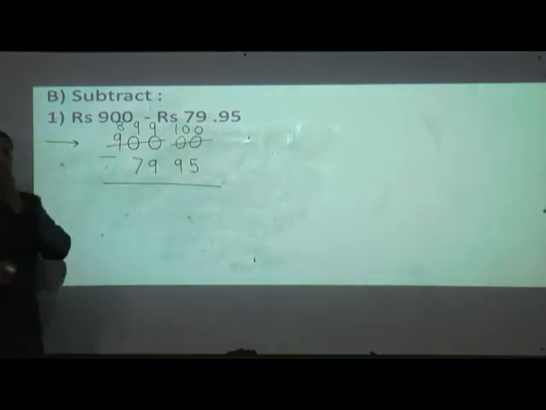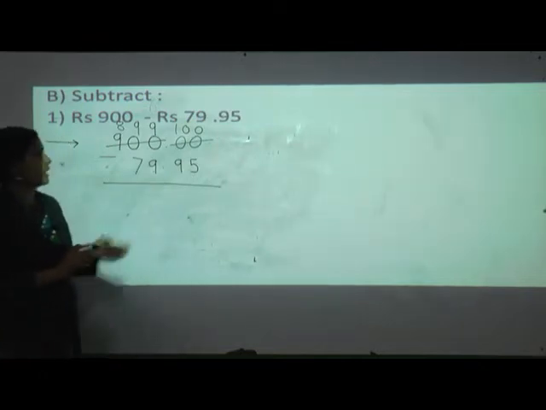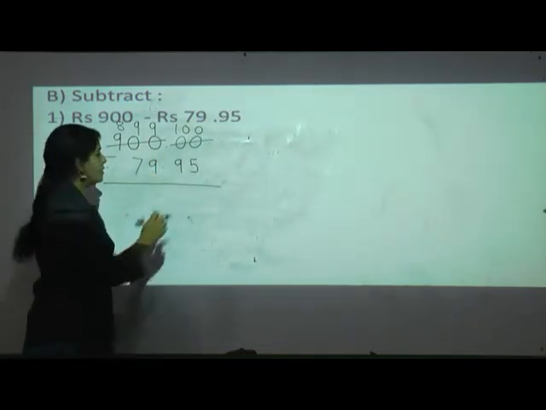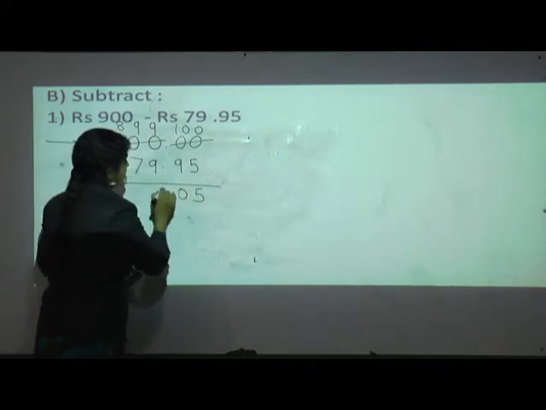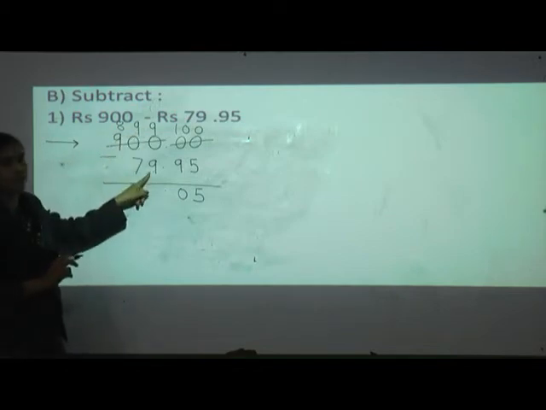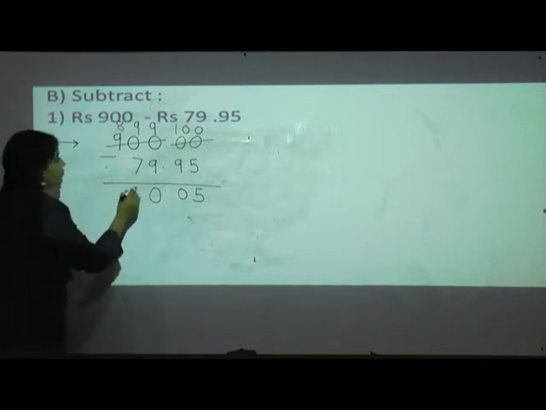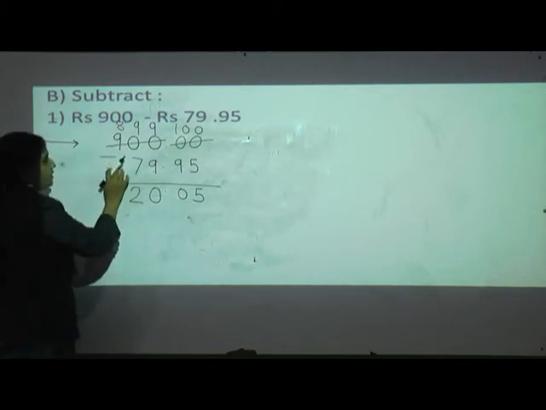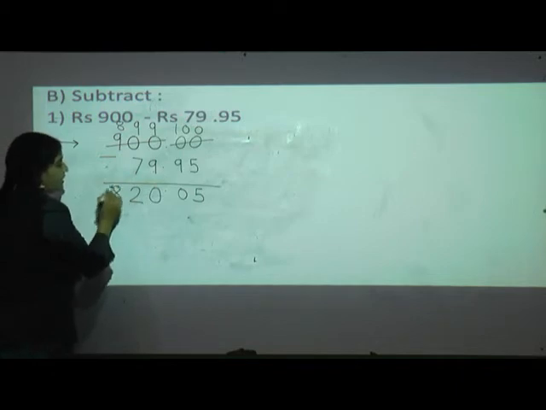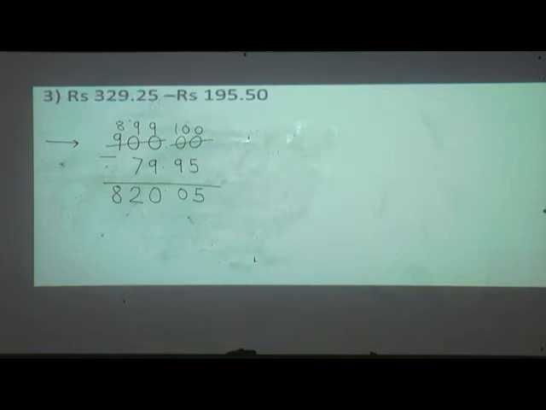Now students, you can subtract 95 from 100. So when you subtract 95 from 100, you will get 5. Okay. Now point here. Now 9 minus 9, 0. Here 9 minus 7, 2. And 8 minus here, no number, that's why write 8 as it is. So your answer is 820 rupees and 5 paise. Okay, now we'll see next one.